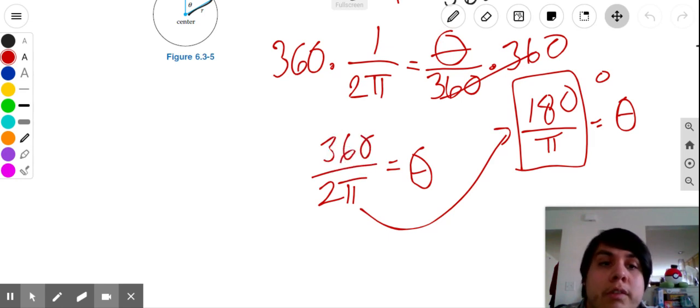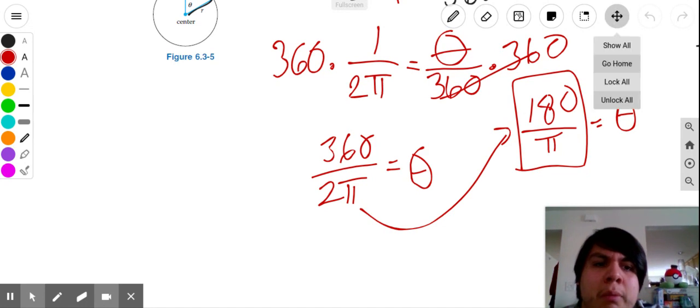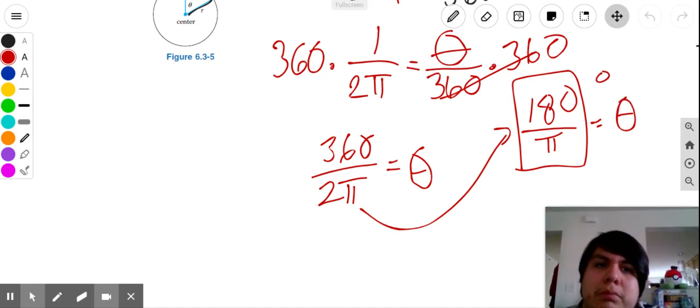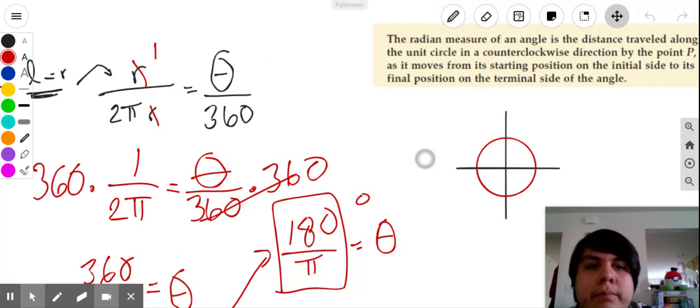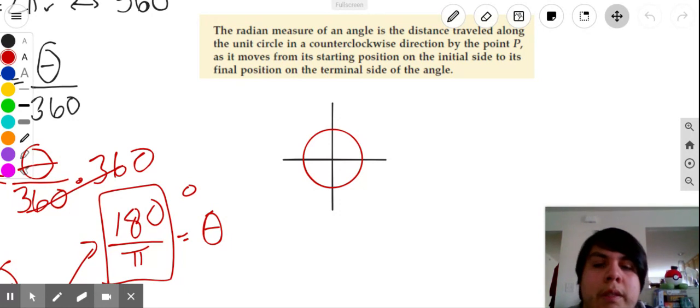Okay, so we figured out that if the radius is equal to the arc length, then the measure of the central angle should be whatever 180 divided by pi equals. So let's talk about why we just did that. I'm going to move the screen a little so we can talk about this definition.